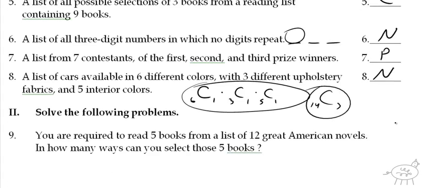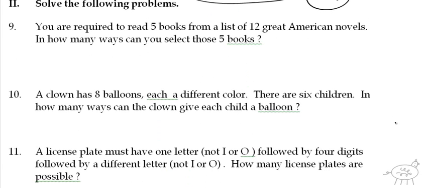All right. All right, number 9. So the rest of these, again, you got to think is a combination or permutation before you even do the problem. So number 9, you are required to read 5 books from a list of 12 great American novels. In how many ways can you select those 5 books? Okay. Well, is order important here? No, I'm just grabbing a group of 5 books, so it's 12C5.